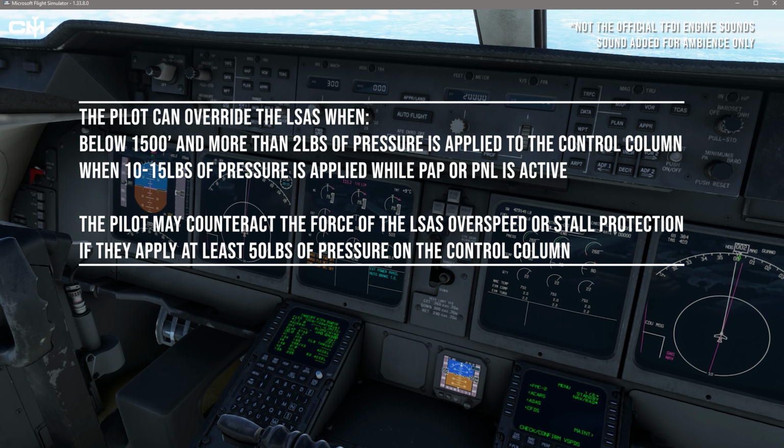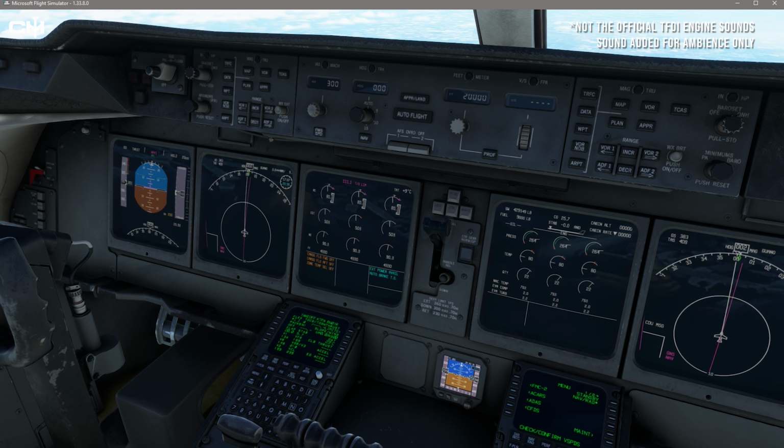And then finally, you can counteract any of the LSAS features during cruise flight or any other phase of flight, especially for overspeed or stall protection, if you use enough manual force in the control column. And it takes approximately 50 pounds of force to defeat the LSAS input. So it's a pretty robust system, but it's also built in with the ability for the pilot to quickly and easily override it, which I think is fantastic.